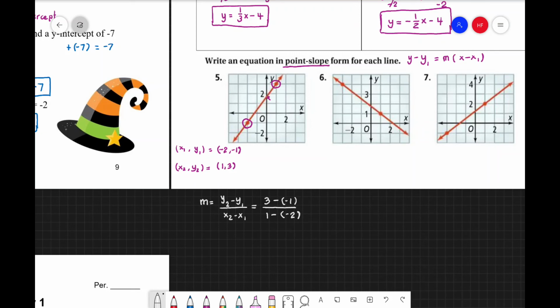So all I did was plug in my points into that equation, and I labeled them in the purple right above it. I see minus negative on both of them, so I'm going to rewrite that. 3 plus 1 over 1 plus 2. 3 plus 1 is 4, and 1 plus 2 is 3. So my slope is 4 over 3.